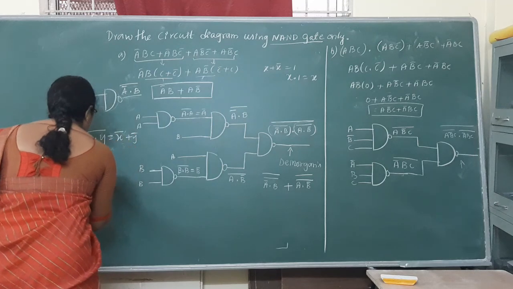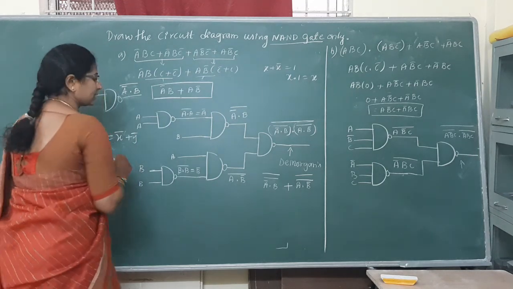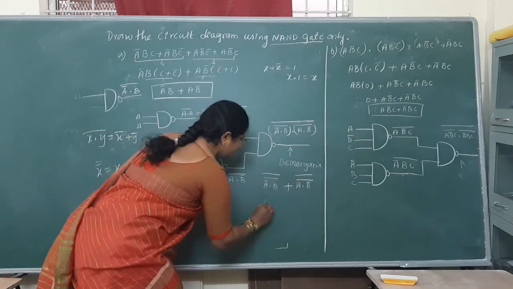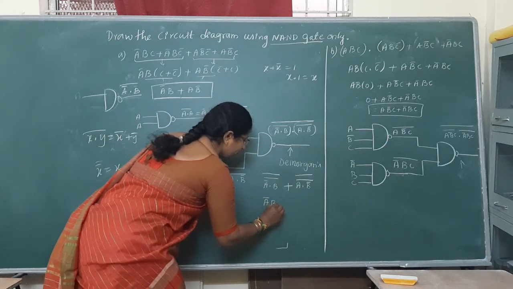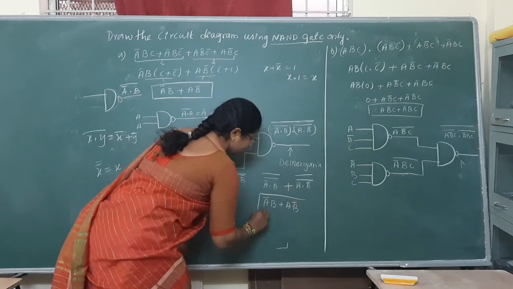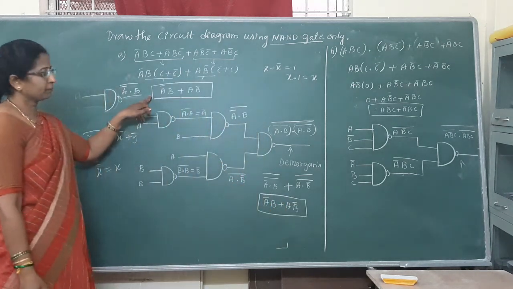Do you remember X double dash can be written as X? Yes. These two double dash can be cancelled. What you got? A complement B plus A B complement. Did you get your expression?